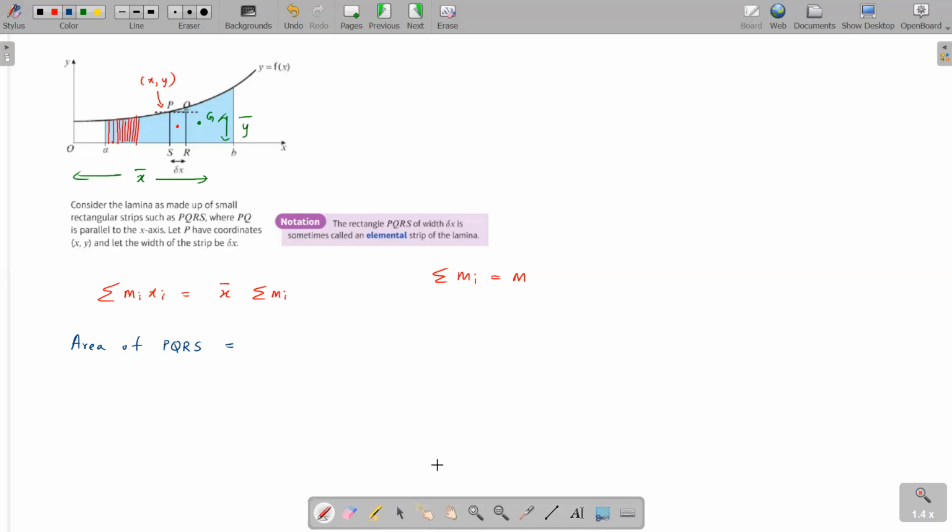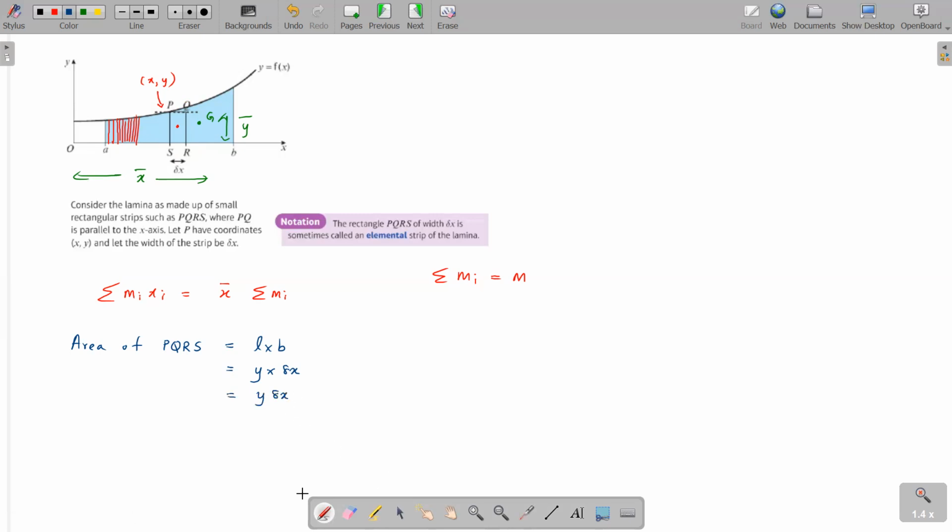So how do you get the area of a rectangle? Length times breadth. What's the length and breadth here? Let's take the height as the length. The height of the rectangle is the y coordinate, isn't it? And the breadth is delta x. Are you with me? I'm considering the PQRS rectangle. The height is y, the breadth is delta x, so the area is y times delta x.